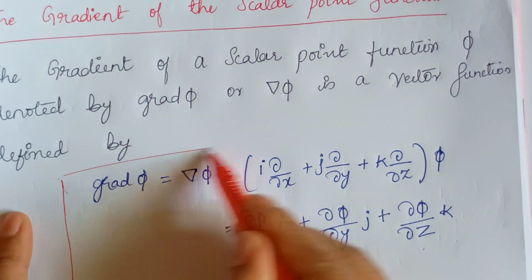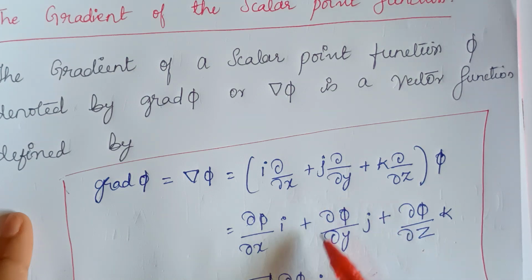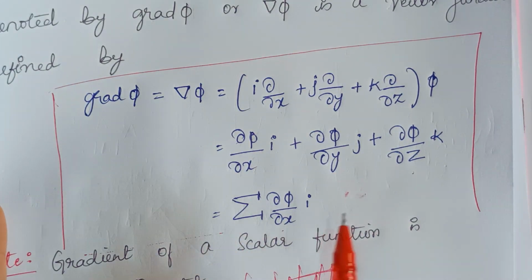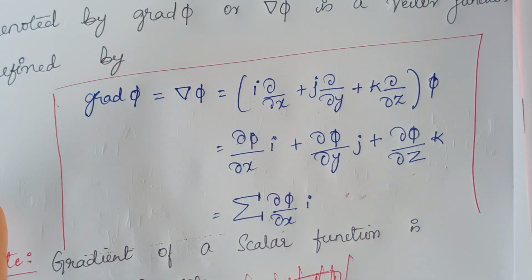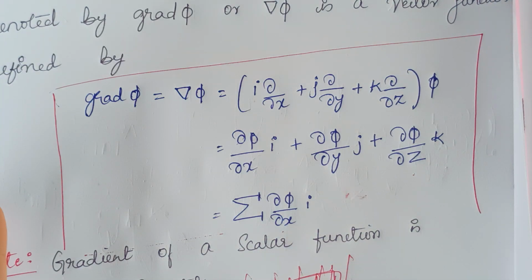Just see this once again, grad phi or del phi. This is the formula we use mostly to find the gradient of a scalar point function. And the gradient is what? It's a vector quantity. Gradient of a scalar function is a vector quantity.